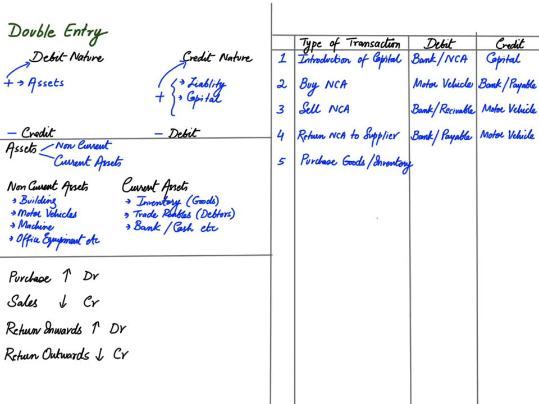See, there are four accounts that need to be used. Whenever we are buying stocks, we will be debiting purchase. Whenever we are selling stock, we will be crediting sales. Whenever a customer is returning goods to us, we'll be debiting the return inward account, and whenever we are returning goods to a supplier, we'll be crediting the return outward account. So these four accounts are always used for stocks.